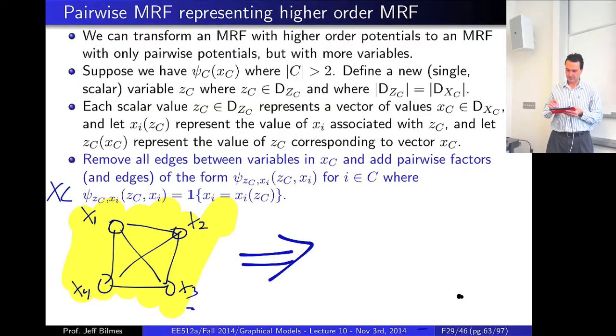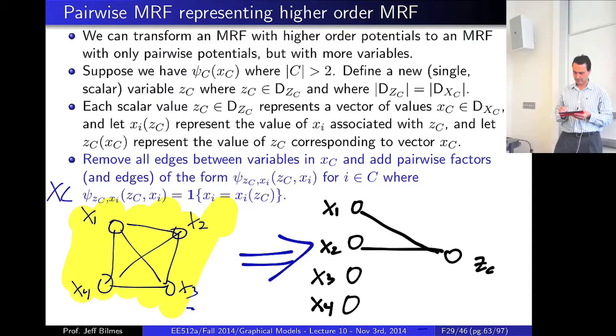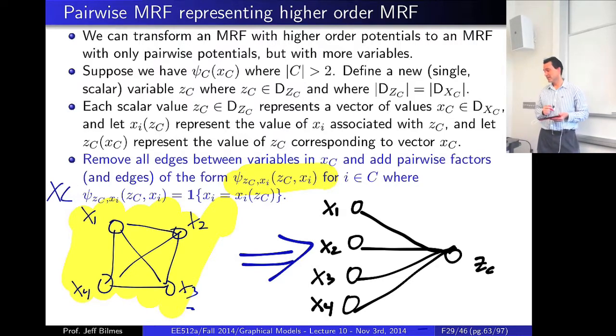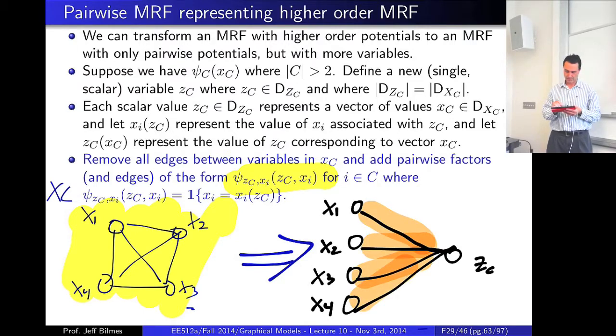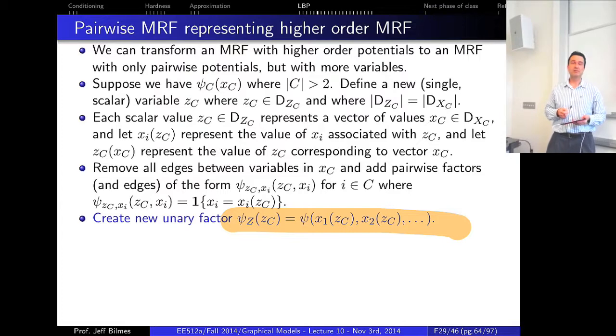where we have x4, x3, x2, and x1. And we have some other variable over here, which is z sub c. And we add these factors here. These are the factors, psi sub x i and z sub c. It's a function of two scalar variables. It's a pairwise potential again, along these edges. And then the last thing we need to do is add one unary potential on z sub c, which gives back the original value.